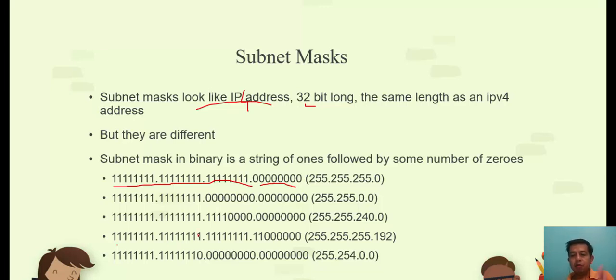So consecutive ones followed by consecutive zeros. There cannot be a break. There cannot be some ones, some zeros, and again some ones and some zeros. So this is how a subnet mask looks. Now let's see why a subnet mask is required, and why it is used with IPv4 addresses.